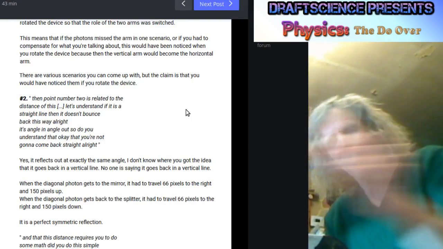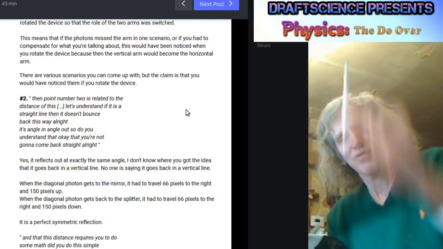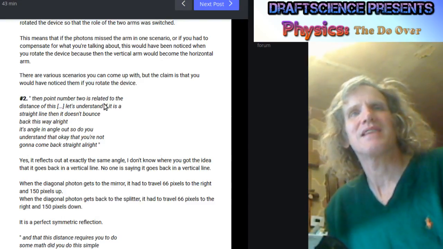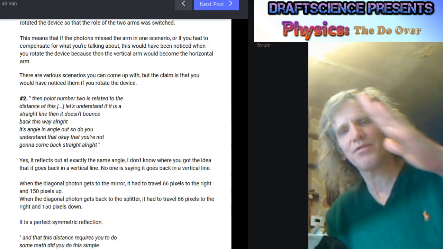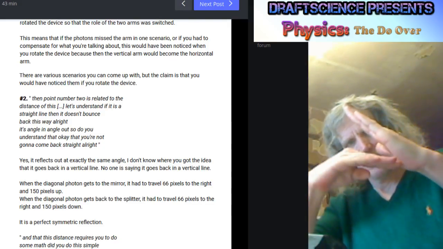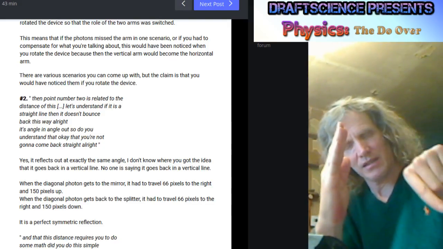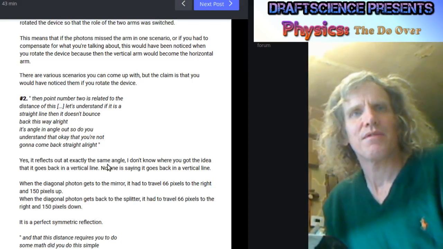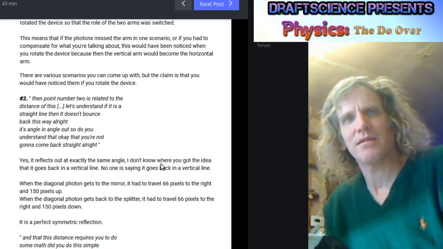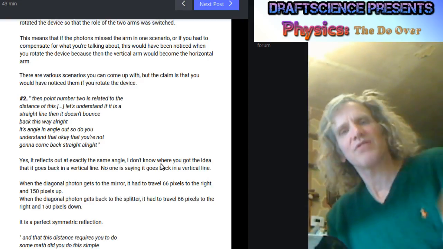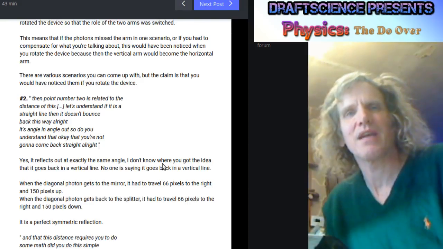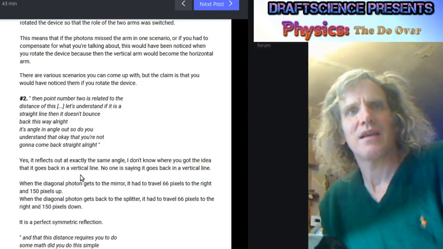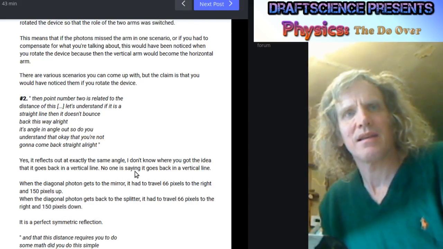They get to go this way for free, and the only part you count is going this way. And you can't do that. Alright, so then my second point, which relates to the hypotenuse of the triangle being a longer distance, and that's the distance you have to travel. And he says, yes, it reflects out at exactly the same angle. Well, so now we're just doing a triangle, a 45-degree angle. Well, 90 actually. I don't know where you got the idea that it goes back in a vertical line.